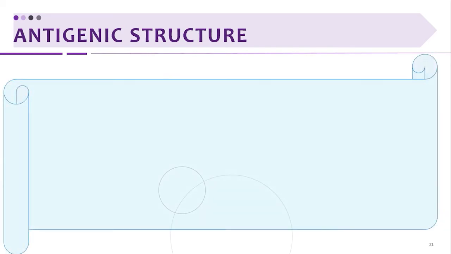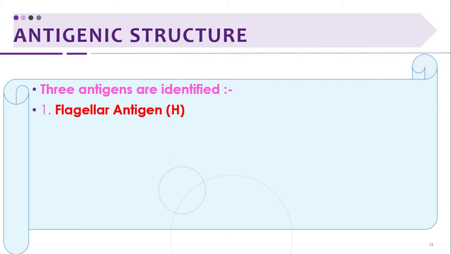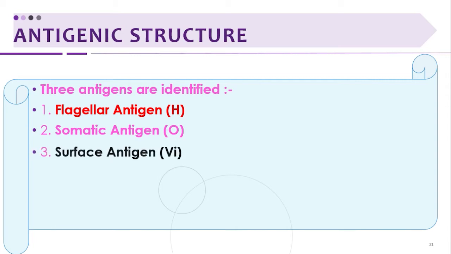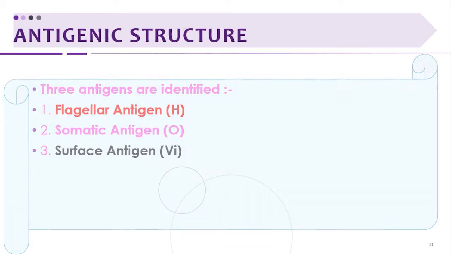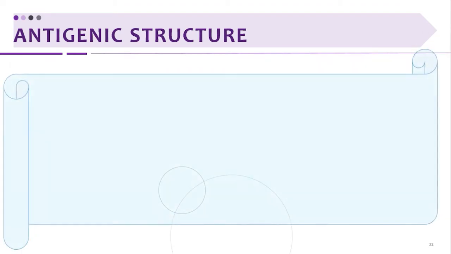Now let us come to the next aspect about Salmonella. We will see the antigenic structure of the Salmonella. Here they possess three types of antigens. The first one is the flagellar antigen, which we refer to as the H antigen. The second one is the somatic antigen, that is the O antigen. And the third one is the surface antigen, also referred to as the Vi antigen. We will see each antigen one by one.